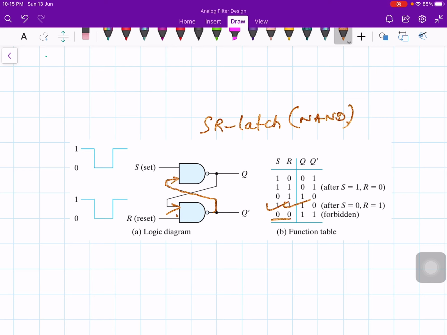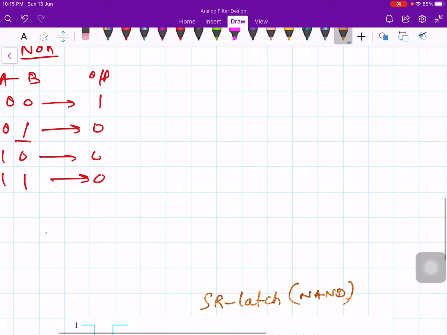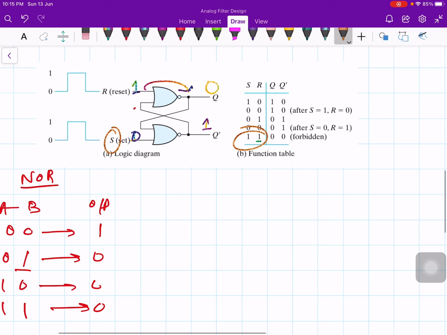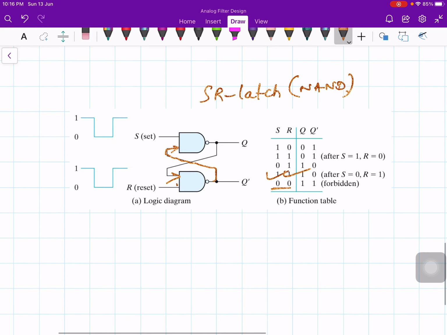Now look here. There is a difference. In the previous case, S was at the bottom, in the zigzag cross. In the previous case the set input was at the bottom and the top end was Q. But here the top end is set and the top end is Q. That's a thing you should remember in this case.